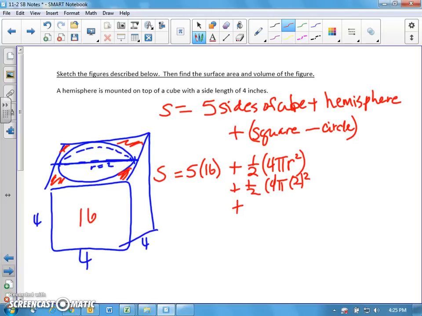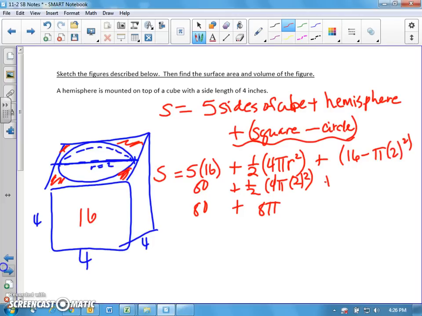So this is going to be 8 pi. 4 times 4 is 16, half of that is 8. And this is 80, which we'll just carry down for right now. And then we have this part here. So I need to do one of the squares, which is 16, minus the area of a circle. So minus pi times my radius squared. So I'm adding 16 minus 4 pi.